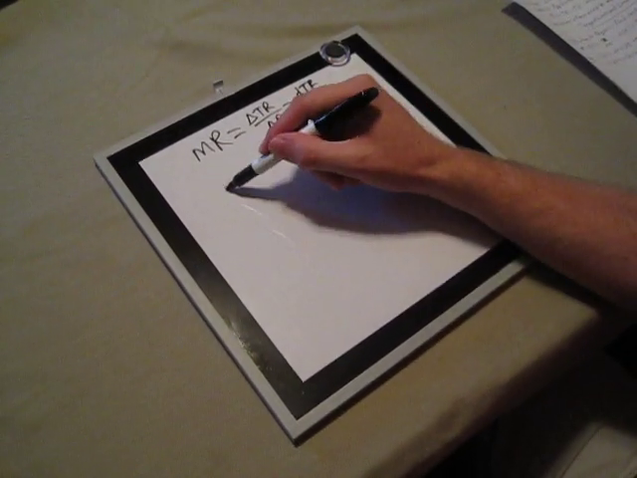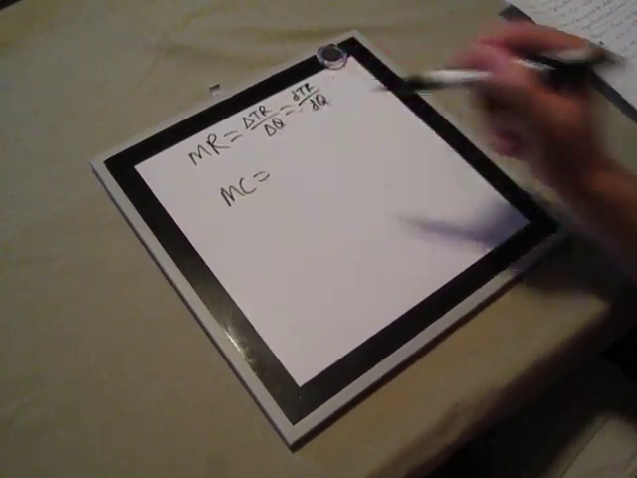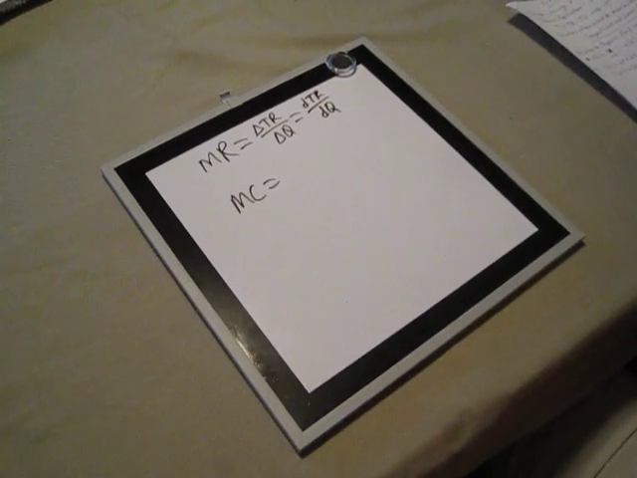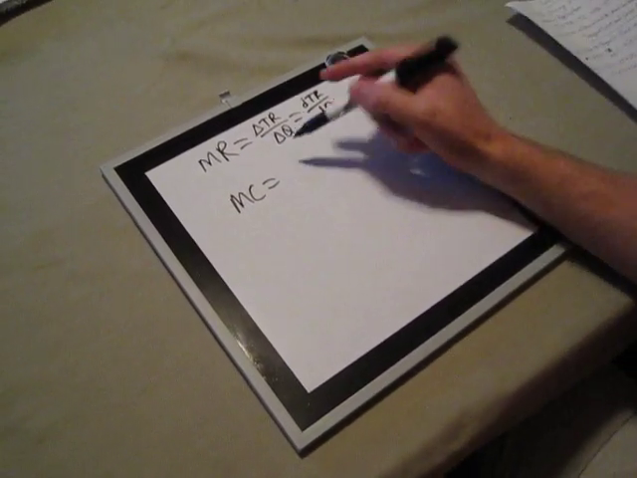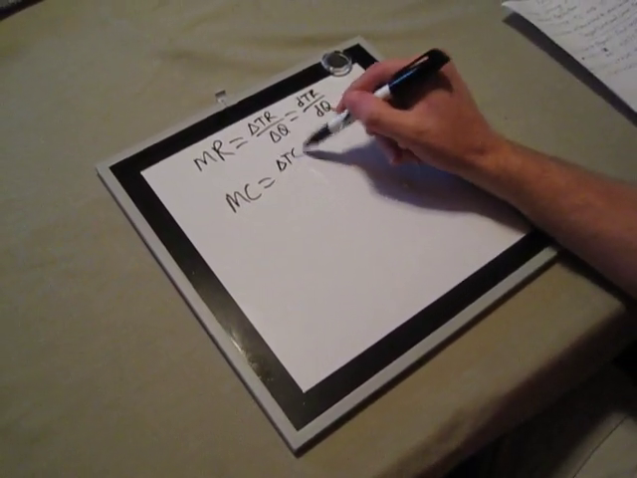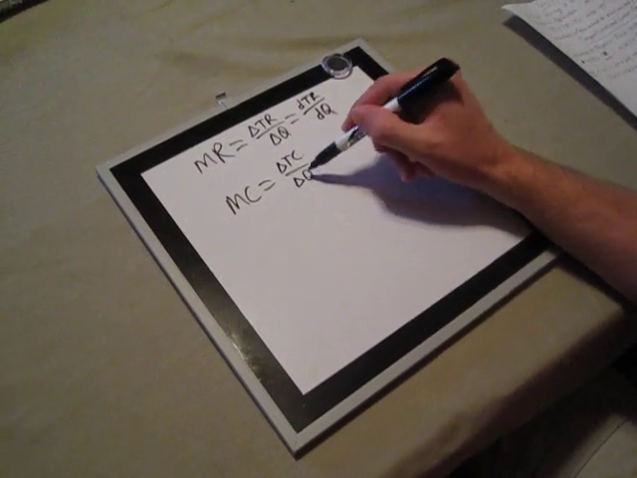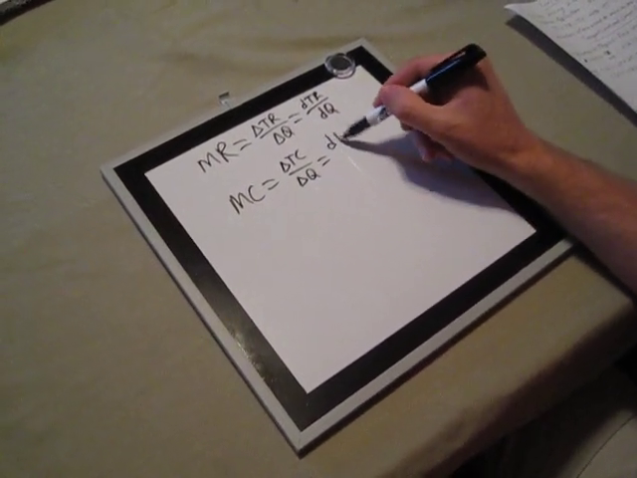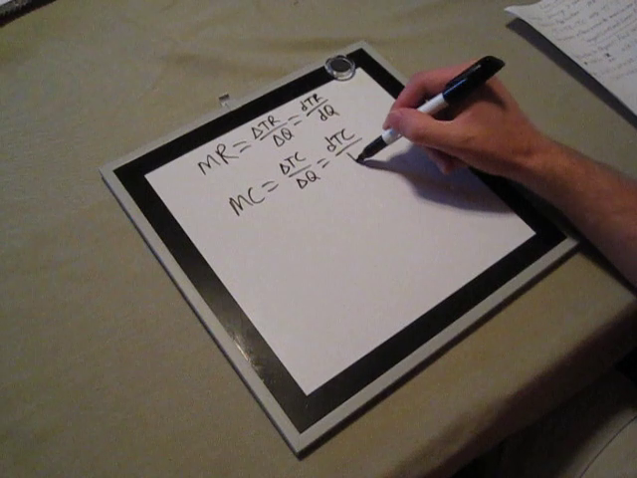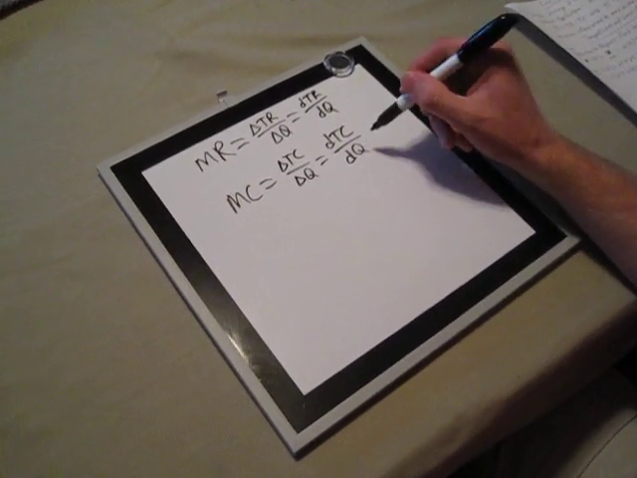Similarly, the marginal cost function in economics is the derivative of the total cost function, or the change in total cost over the change in quantity, which we just said is the derivative of total cost.